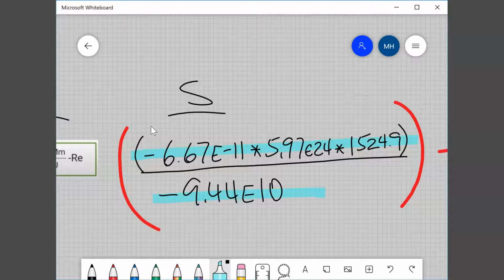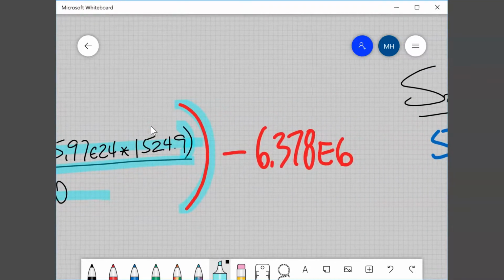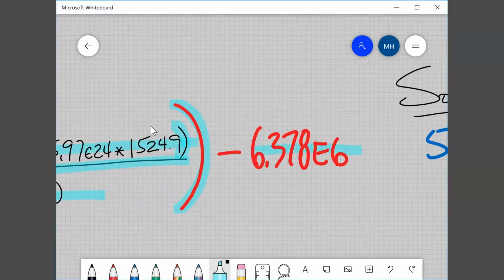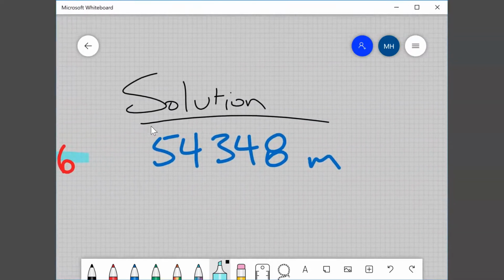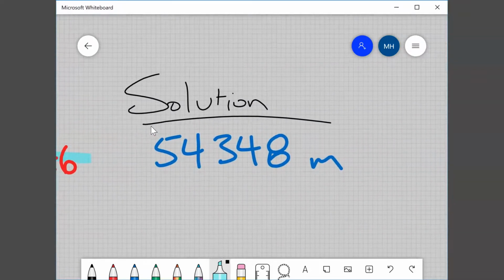Otherwise, if you want to plug all this in at once, you would open two parentheses. You do this one first, and then this one. Put all these numbers in here to this parenthesis, then divide by the potential energy, then close the parentheses behind that, then subtract this number. Okay. When you're done with this, you should get some number like this, 54,000.